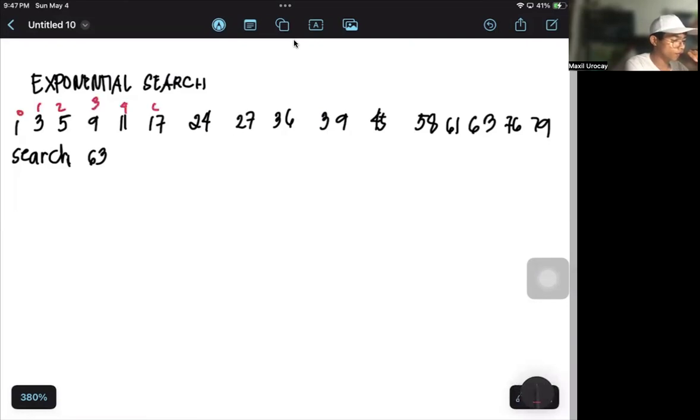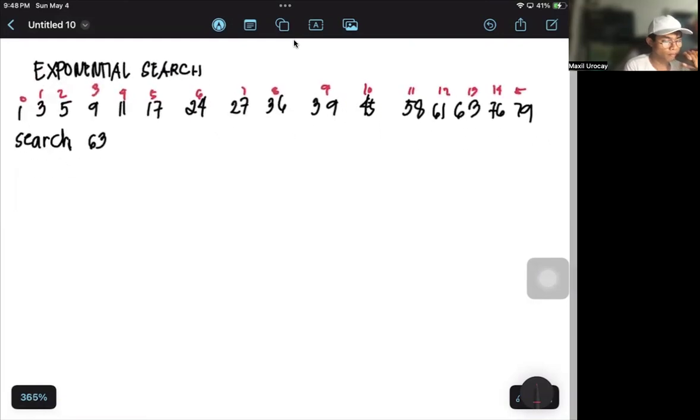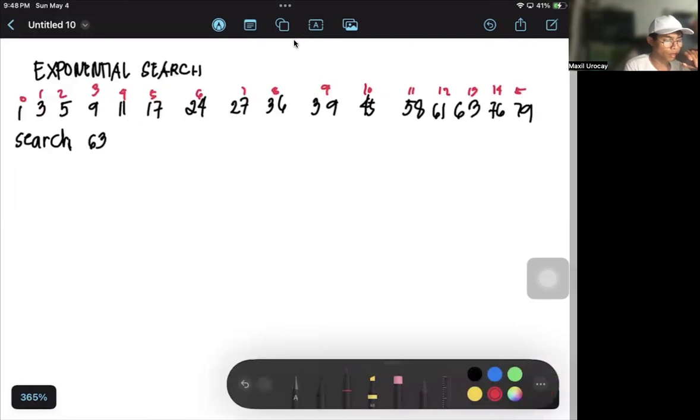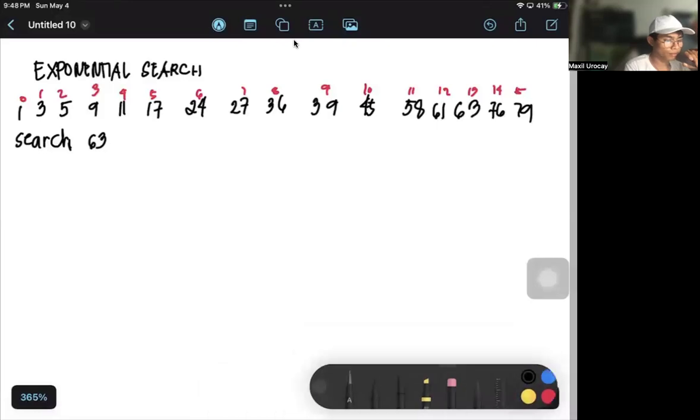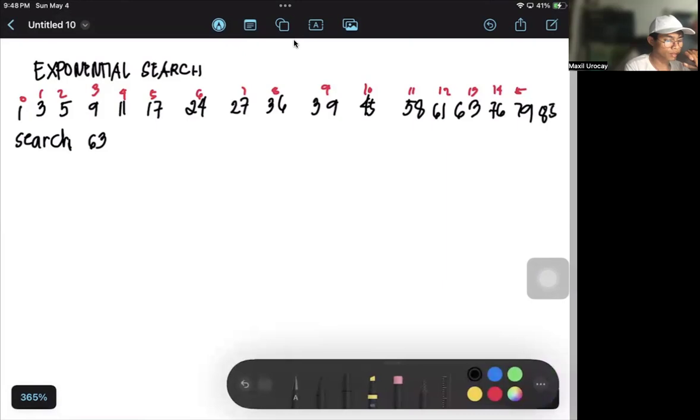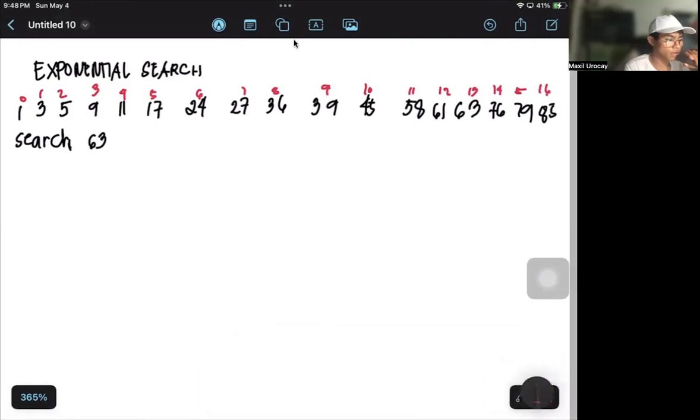Zero, two, three, four, five, six, 8, 9, 10, 11, 12, 13, 14. So you need to ensure that this is 16. So right now, since this is 16, we'll begin to deal with this accordingly. Suppose that we will begin to put another here, 85. Okay, so this is 16 right now, 17 elements.